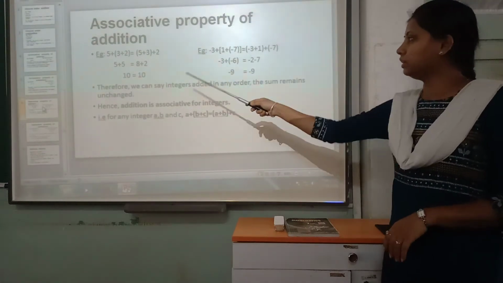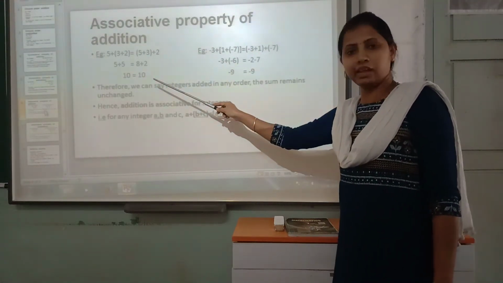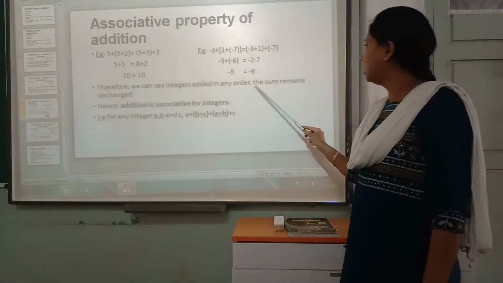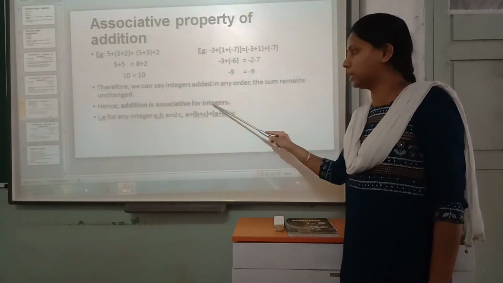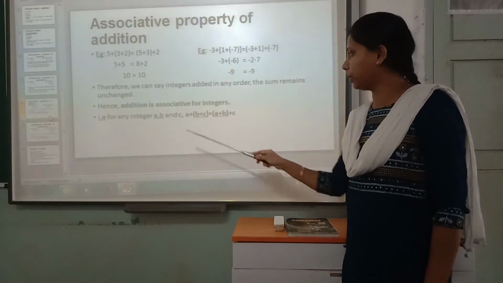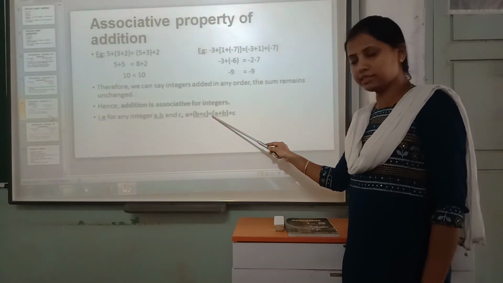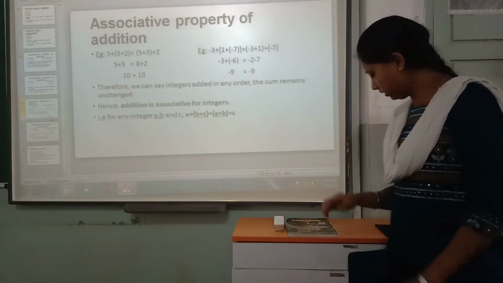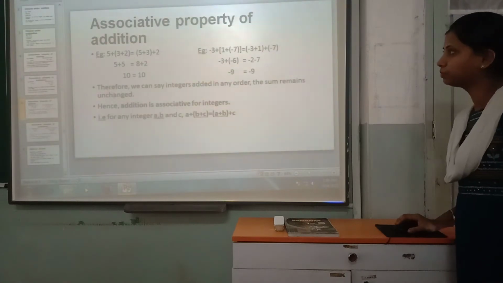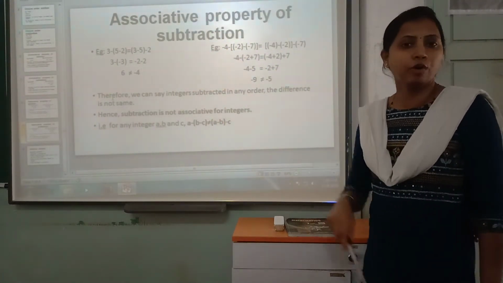Yes children, so with these two examples we have seen that when we add the integers in any order, the sum remains unchanged. Hence we can say addition is associative for integers. So you have to remember this: a + (b + c) is always equal to (a + b) + c.